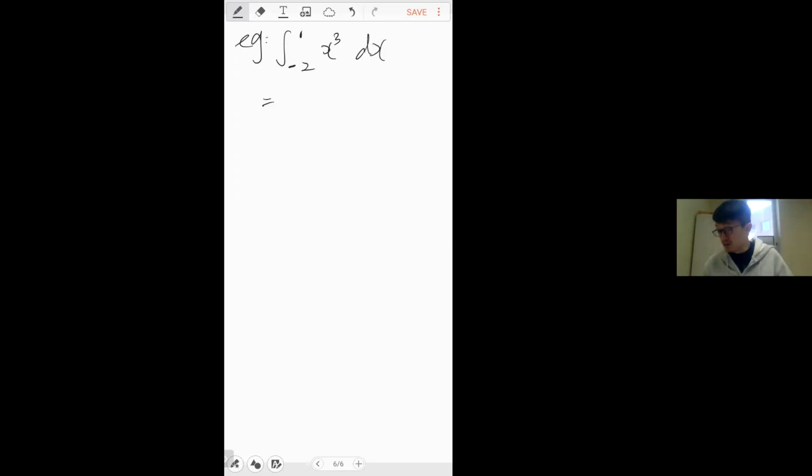By the way, before that, technically, I need to check whether the function is continuous or not. So is the function x cubed continuous from -2 to 1? Yep, x cubed is a very good function. It's continuous everywhere, including -2 to 1. So the second question is, what is the antiderivative of x cubed? What is the function so that when you take the derivative, you get x cubed?